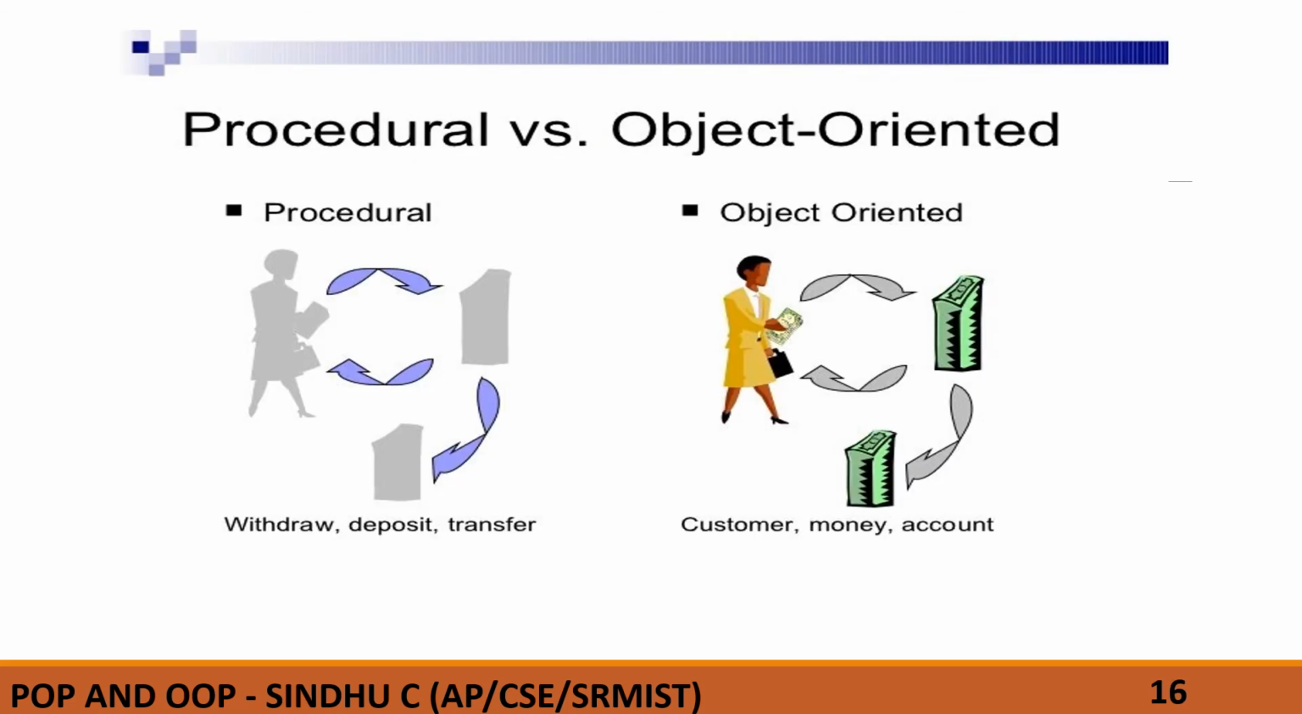So this is one pictorial representation. In procedural oriented programming language, you can see that the main concentration is on what is done, just the procedure: withdrawing, depositing, transferring. So these are all the procedures. When it comes to object oriented programming language, the main concentration is on the entities or the objects. So the customer, money, account.